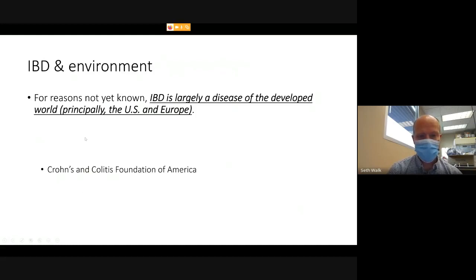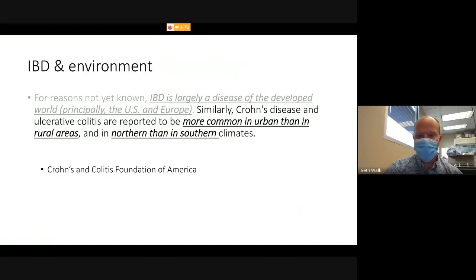Okay, so for reasons yet unknown, IBD is largely a disease of the developed world, so principally the US and Europe. So that's kind of curious, right? Because usually in developed countries, we think of diseases as being more rare, say, than in underdeveloped countries that might not have access to healthcare. But IBD is actually the opposite.